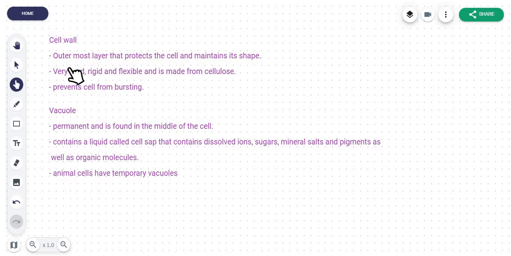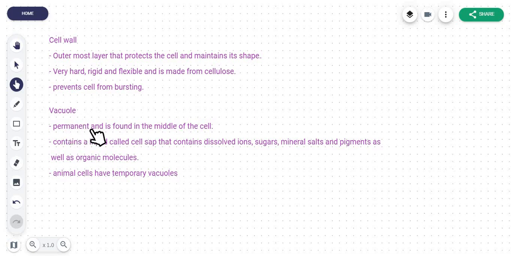It's hard, strong, rigid, and flexible because it's made from cellulose, and cellulose itself is very hard, rigid, and flexible. When water enters the cell through osmosis, it prevents the cell from bursting, because the wall is inelastic. Coming to the vacuole.